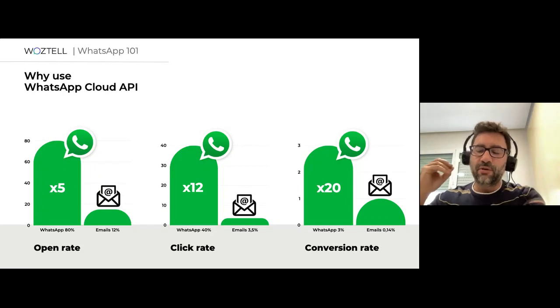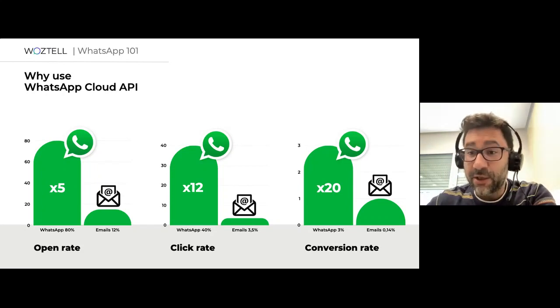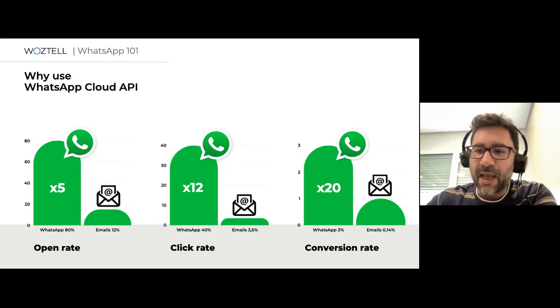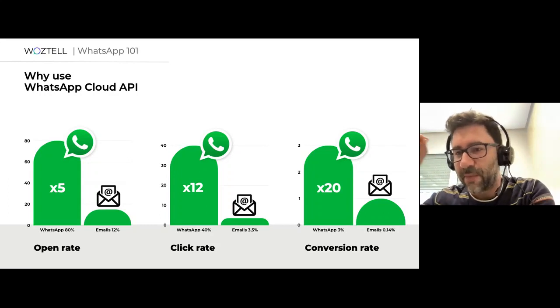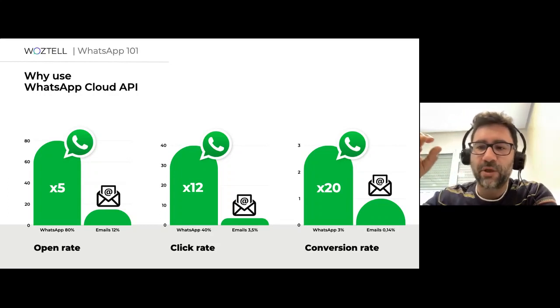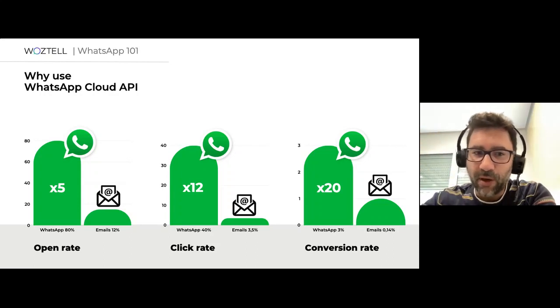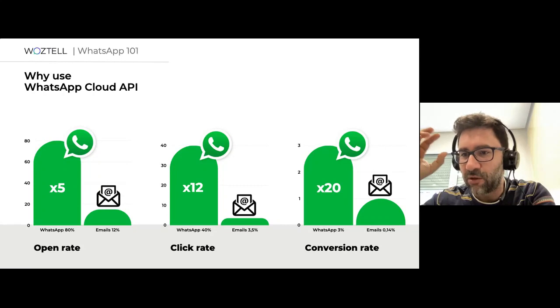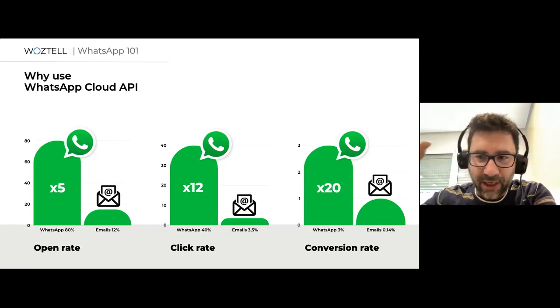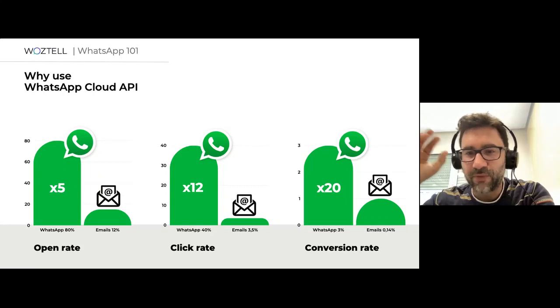You will be sure that your customers will see your messages. And this is super important. The second thing is the interaction rate, the click rate. With an email, if you have a super good email list, you will have something between 1% and 4%. But with WhatsApp, you will probably reach something close to 30 or 40% interaction rate. So this is also super important for companies.